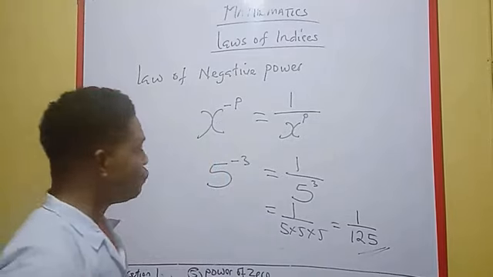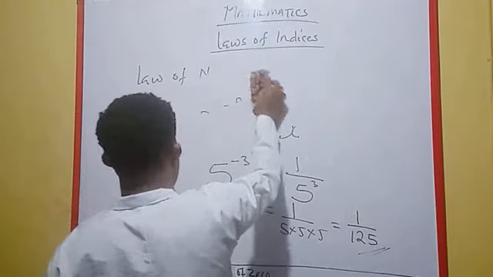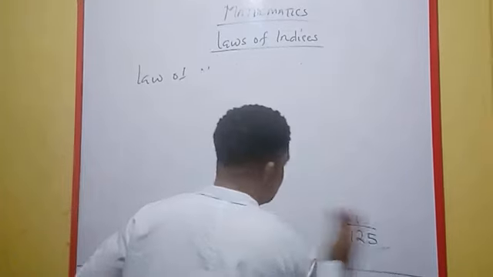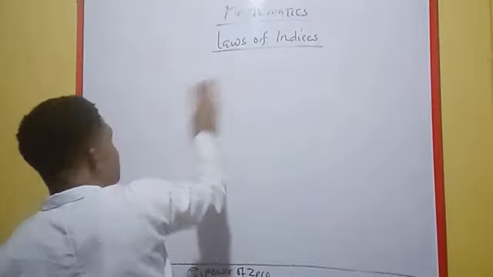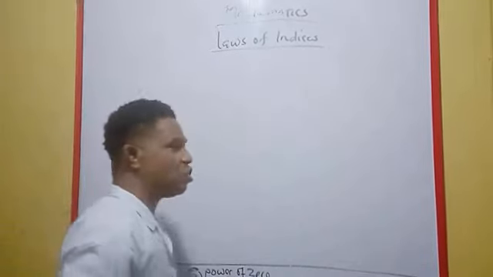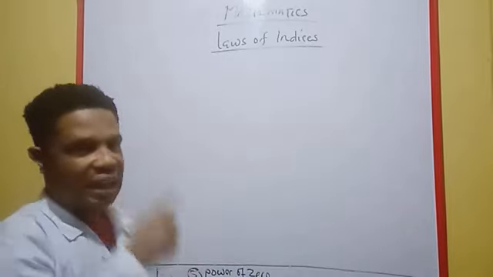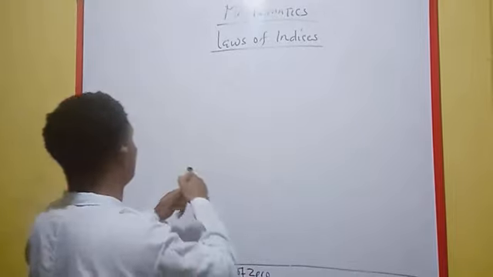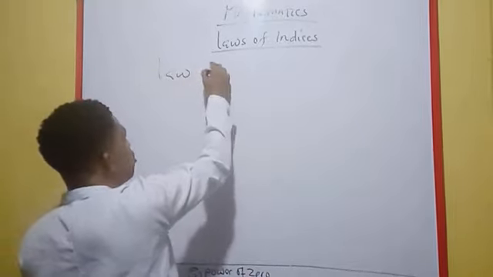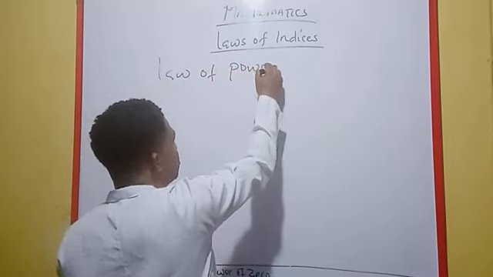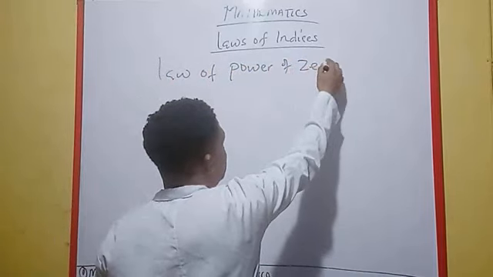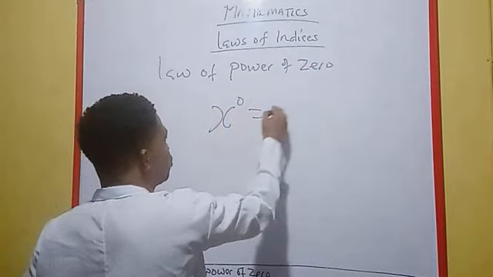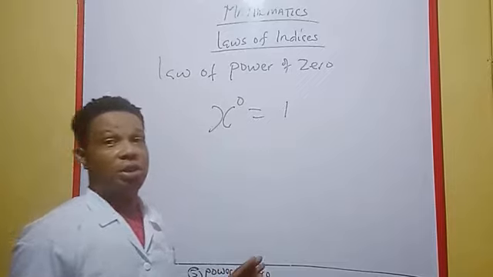Now let's go to the fifth law. The fifth law is the law of power of 0. In this case, it is when the power is 0. You know, in indices, you always have the base and the power. Now, let's see what the law says. x raised to power 0 is equal to 1. That's the law. Very simple, direct.